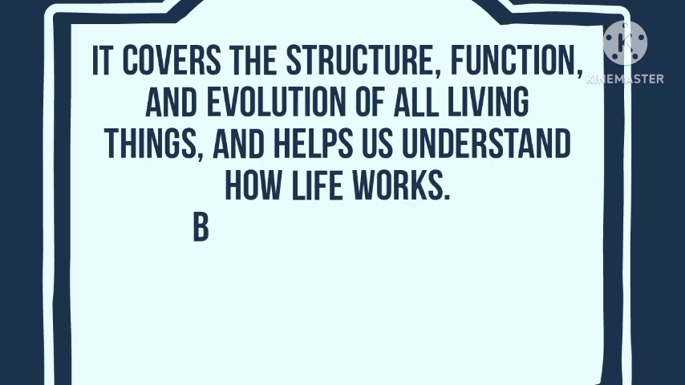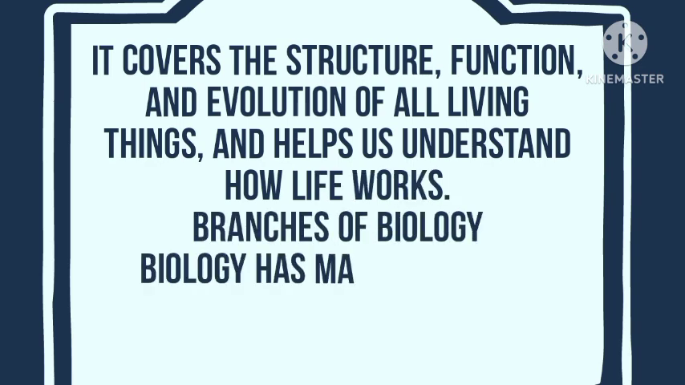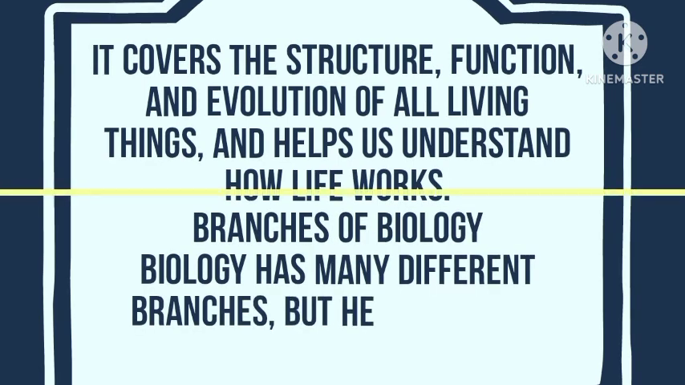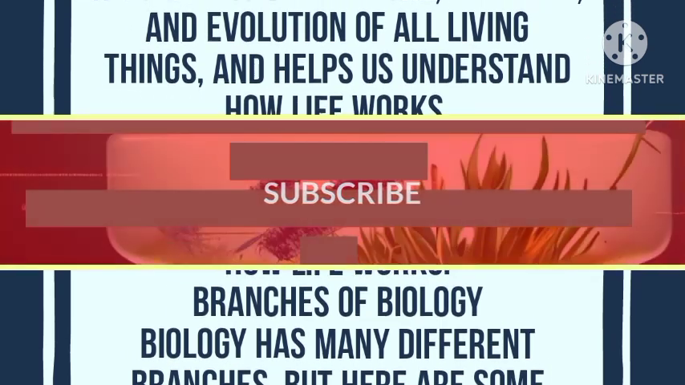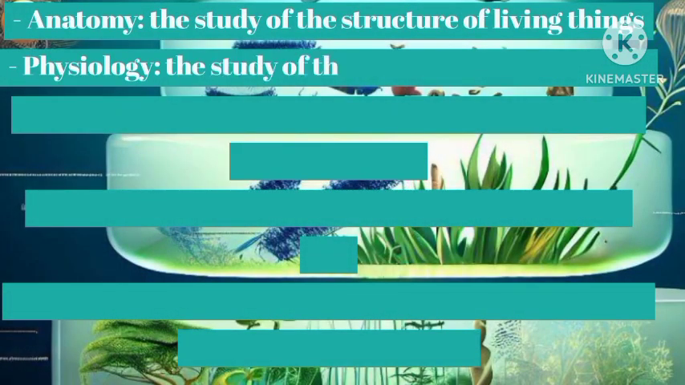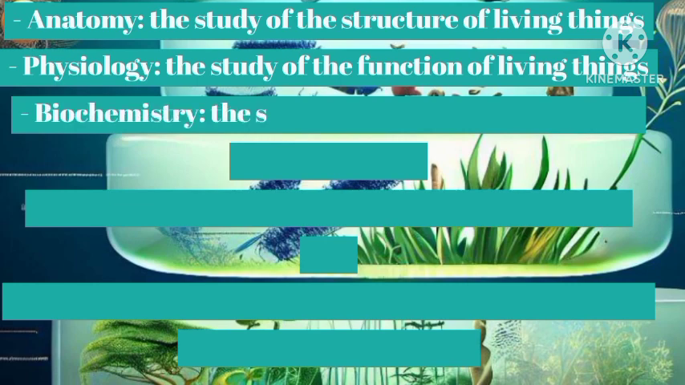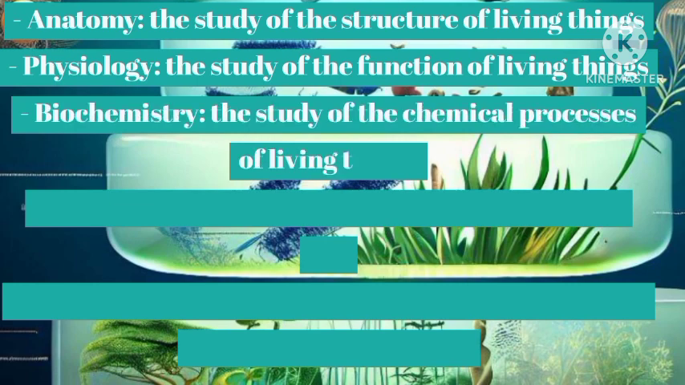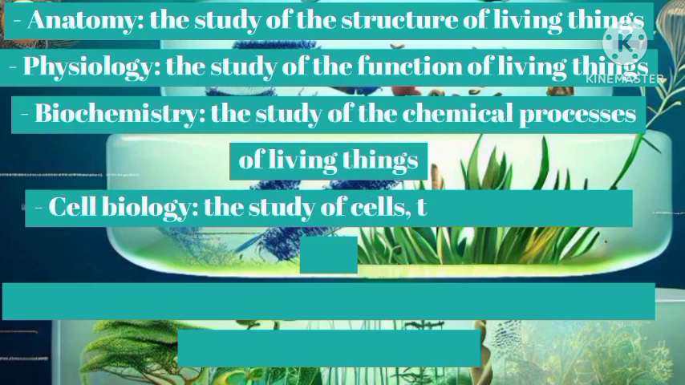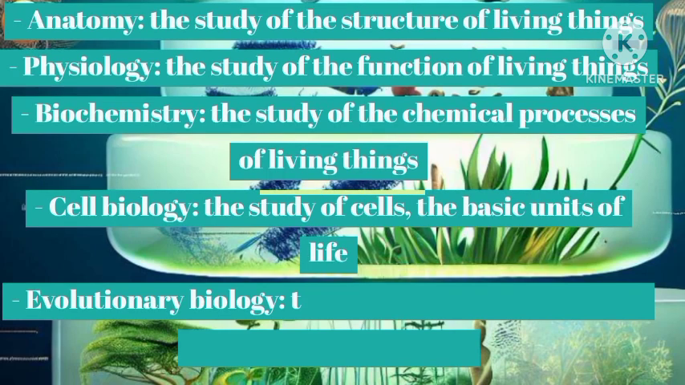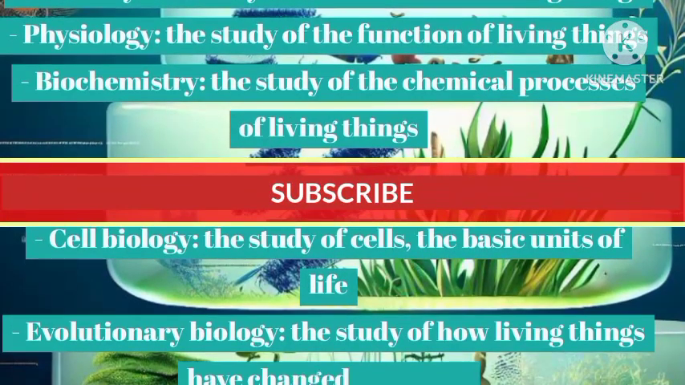Branches of biology. Biology has many different branches, but here are some of the most common ones. Anatomy, the study of the structure of living things. Physiology, the study of the function of living things. Biochemistry, the study of the chemical processes of living things. Cell biology, the study of cells, the basic units of life. Evolutionary biology, the study of how living things have changed over time.